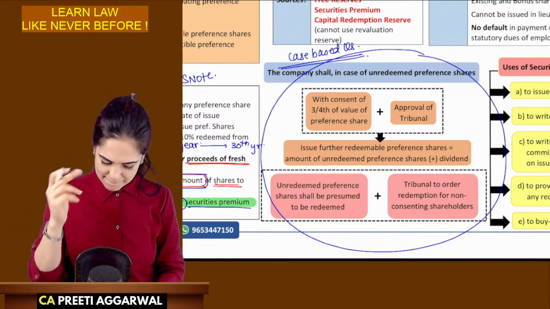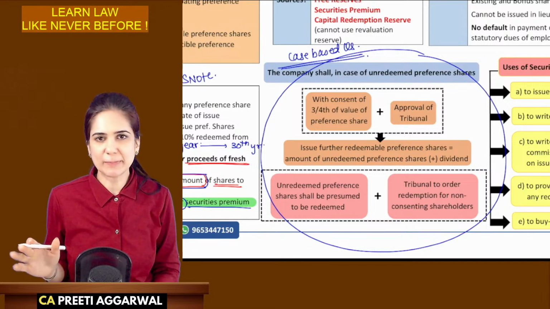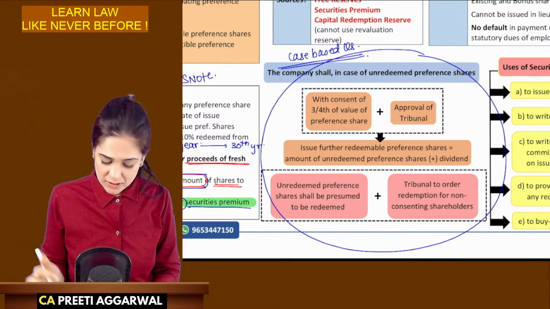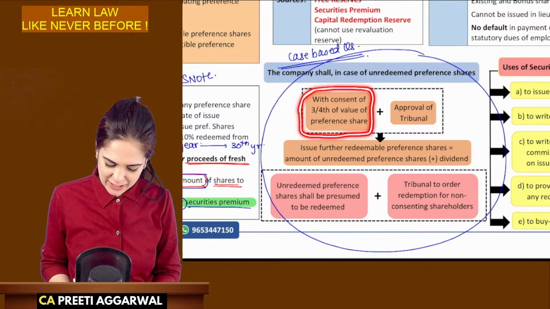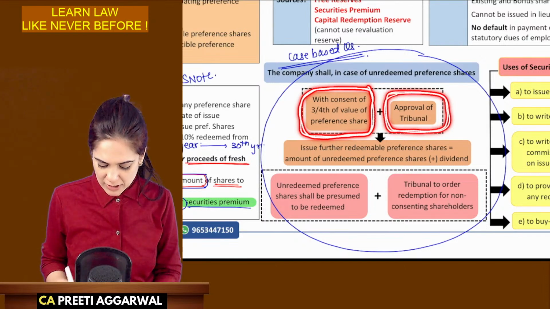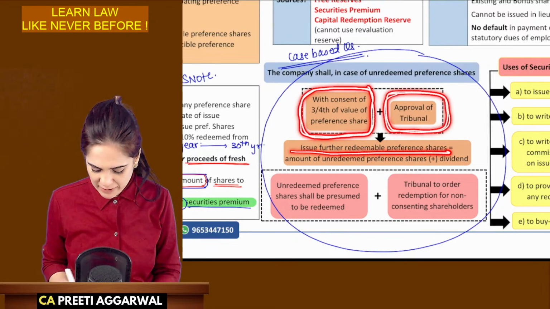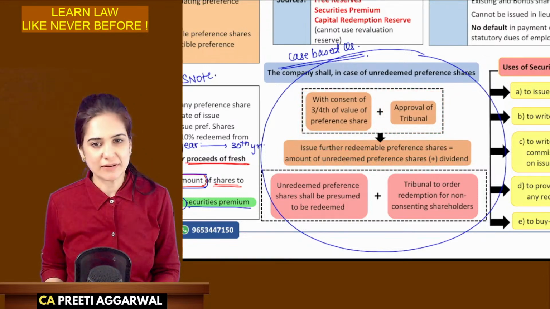Now, if the company feels that they are not able to redeem the preference shares, they are not able to pay the dividend, they shall, with the consent of the 3/4 of the value of preference shares and the approval of tribunal, issue further redeemable preference shares equal to the amount of unredeemed preference shares plus dividend.